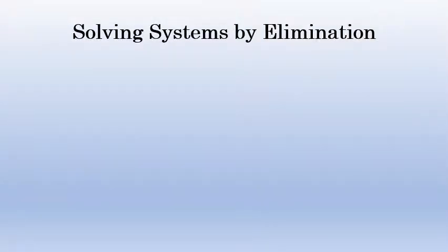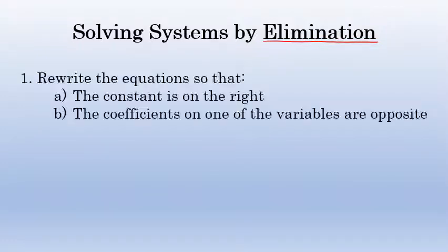The first method we'll discuss for solving systems of equations is the elimination method. Systems of equations can be solved using this method in 4 steps. The first step is to rewrite the equations so that the constant for both equations is on the right side. You want to move the terms with variables to the left and the term with a constant to the right. For example, the equation 3x plus 2y equals 7 has the constant on the right.